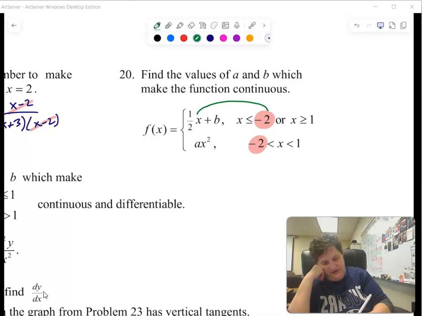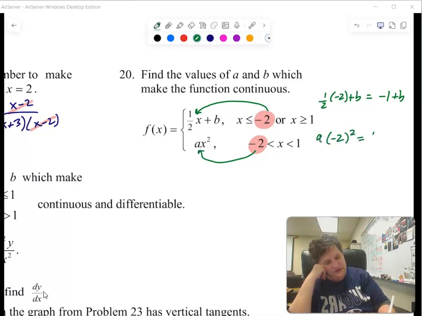At -2, I'm going to plug in -2 right here. I get 1/2 times -2 plus b. So that's -1 plus b. And then I'm going to plug in -2 right here, and I get a times -2 squared. So that's 4a. So my first equation is 4a has to equal -1 plus b.